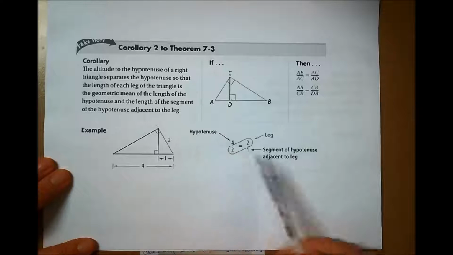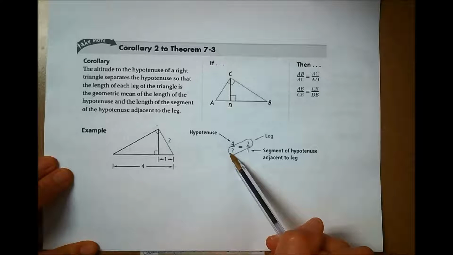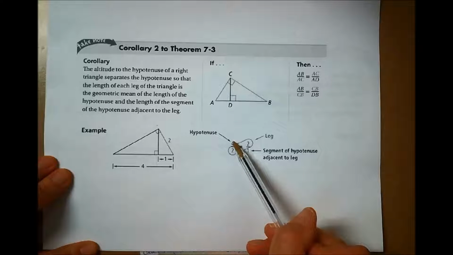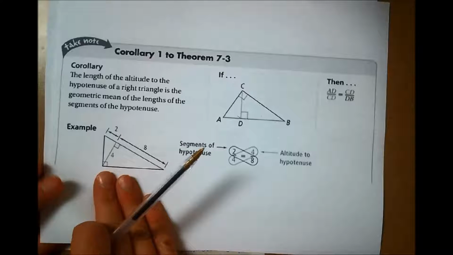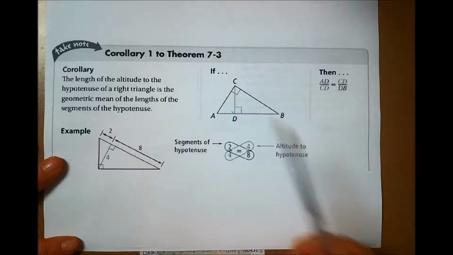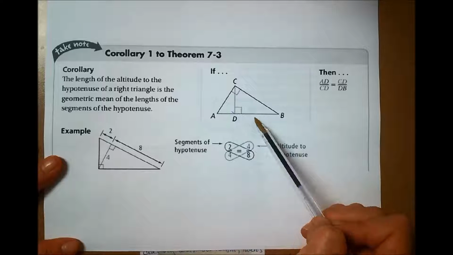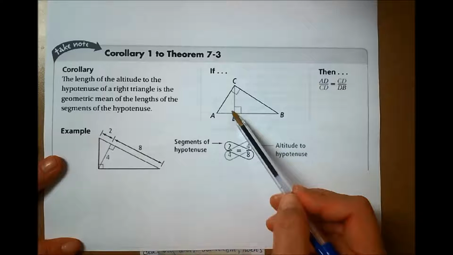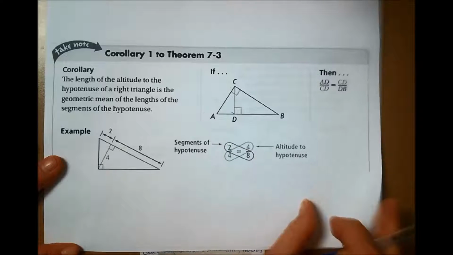I included a nice little graphic over here for you. So the leg is what goes here and here, and then the whole hypotenuse and the part of the hypotenuse closest to the leg. The other part of this is that the length of the altitude to the hypotenuse of the right triangle is the geometric mean of the lengths of the segments of the hypotenuse. So the altitude length goes here, the length of each segment goes here. I kind of think that one is a little easier to get than the other one, but that's okay.